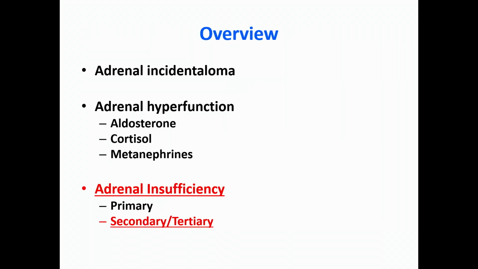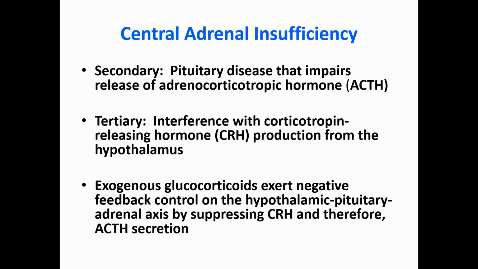And then the last part of the talk I wanted to discuss was secondary and tertiary adrenal insufficiency. In secondary adrenal insufficiency, there's pituitary disease that impairs the release of ACTH. In tertiary, there is interference or decreased CRH production from the hypothalamus. And the exogenous steroids that a patient may be taking might exert negative feedback control on this HPA axis by suppressing CRH and therefore by suppressing ACTH secretion.